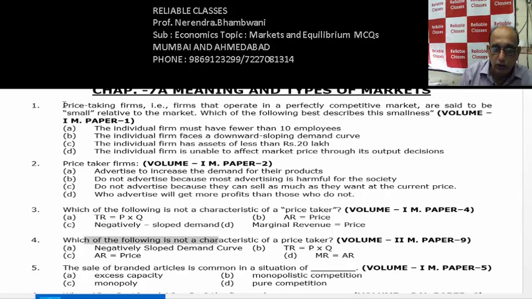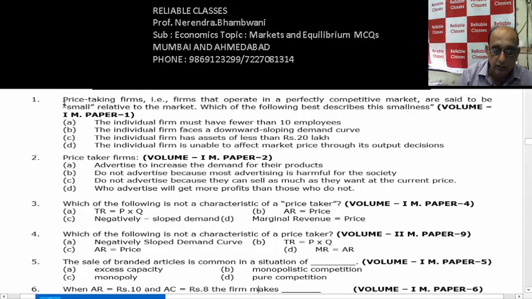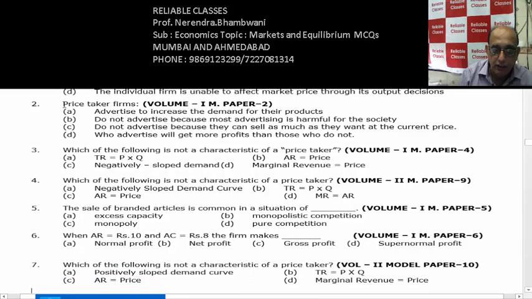Which of the following is not a characteristic of a price taker? Again, the same thing repeated. Okay, here the option is A. Which is not a characteristic. No. Fourth का आंसर A है. Sale of branded articles is a common situation in case of monopolistic competition. Branded is very common in monopolistic competition. Everybody says we are different.